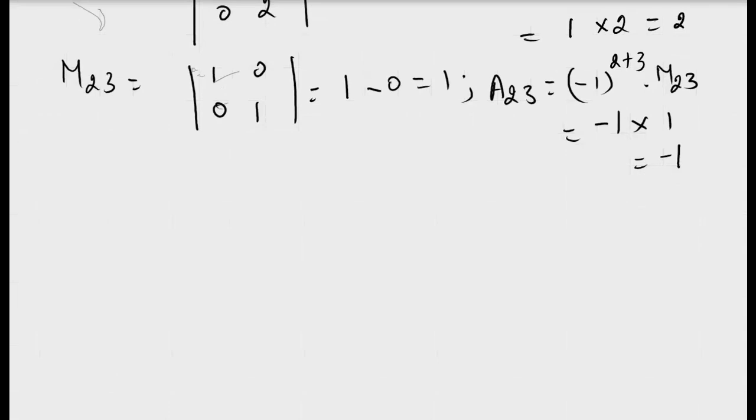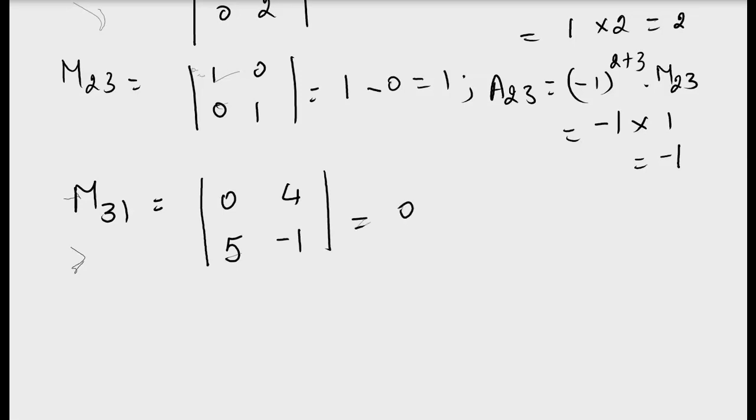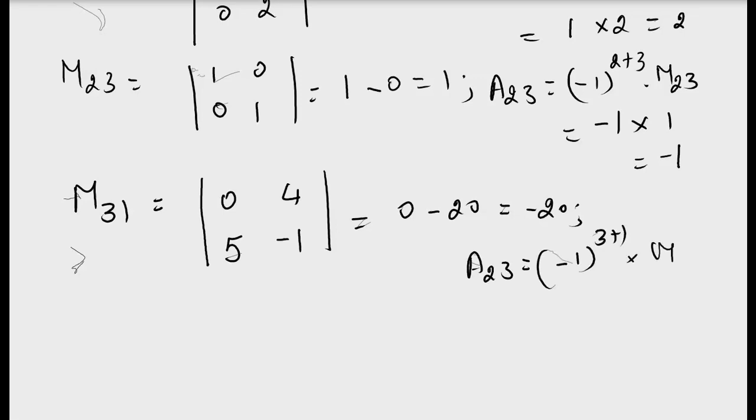Now let us go with the third row. So M31 is equal to, now we will have to leave the third row and the first column. So that would give you 0, 4, 5, minus 1, which is 0 minus 20, which is equal to minus 20. And A31 is equal to minus 1 to the power of 3 plus 1 into M31, which is 1 into M31, which is minus 20, which is equal to minus 20.